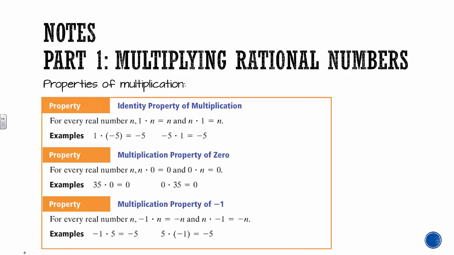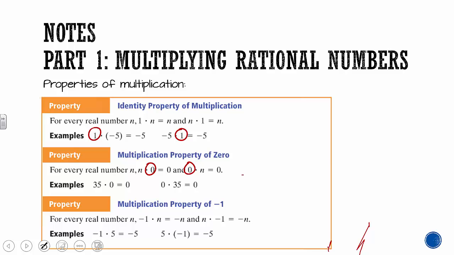So there's some properties of multiplication, just like we had properties of addition. For every real number n, 1 times n and n times 1 will always give you n. So this is the identity property. This says it doesn't matter what you multiply by 1 and what order you multiply in, you always end up with the same number. And then the multiplication property of 0 says it doesn't matter what you multiply by 0 or what order it's in, multiplying a number by 0 is always 0.